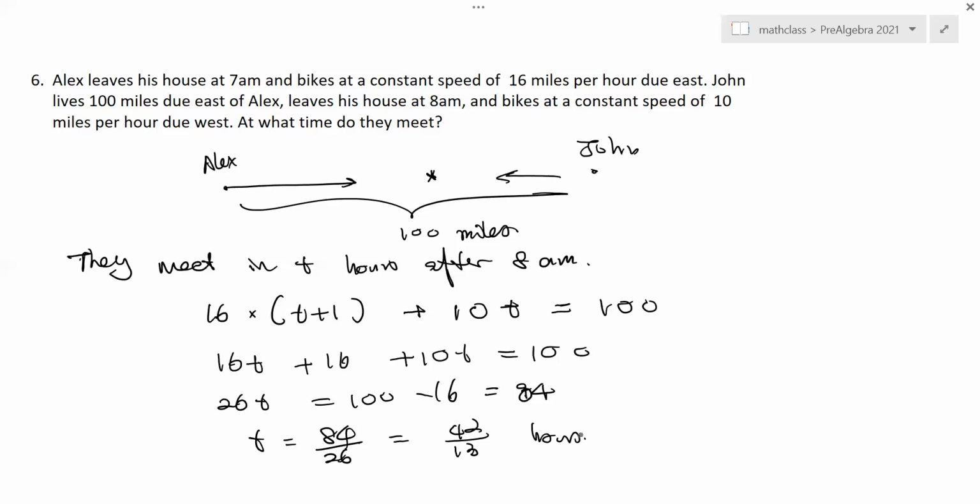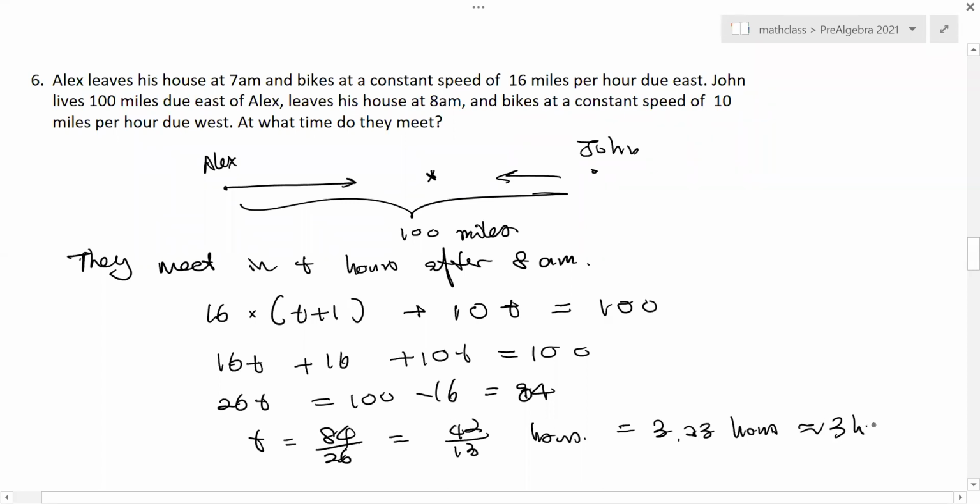So this is a good question. 42 divided by 13, okay, 3 hours, right? It's about 3.23 hours. Now 0.23 times 60 will be about 14 minutes. So it's going to be about 3 hours, 14 minutes.